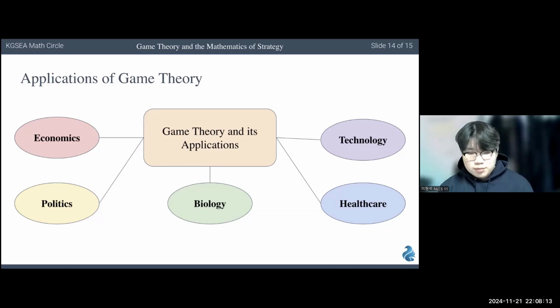In biology, game theory is also used to actually explain evolutionary behavior, to explain survival strategies where predators and prey evolved strategies to maximize their chances of survival, such as, let's say, camouflage or group hunting.